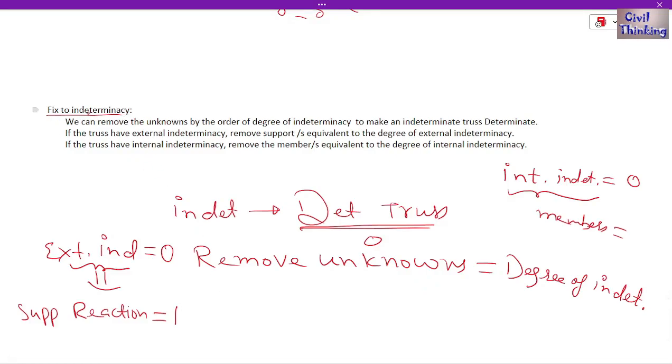Either we can fix an indeterminate truss, or we don't have to fix it, we can use equations of equilibrium plus compatibility equations. Okay, compatibility equations. If we only have a determinate truss, we only need equations of equilibrium, right? We don't need compatibility. And if we have an indeterminate truss and we don't want to fix it, we want to analyze it, so we need an additional number of equations, as I have said before.